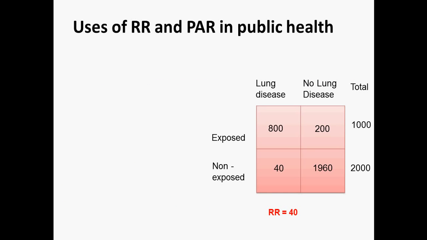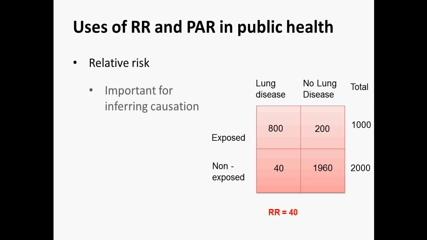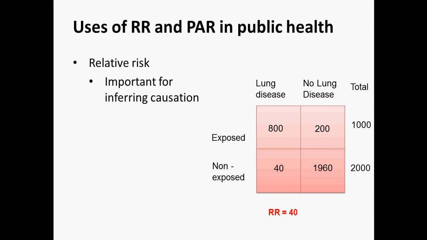Now looking at the uses of relative risk and population attributable risk in public health practice. Going back to the example of exposure to a toxic substance in a factory and occurrence of lung disease in the workers, we have already calculated our relative risk as being 40, right? Now, things to remember: relative risk is important when we talk about causation, and it is a critical measure for researchers who study the relationship between an exposure and outcome, whether an exposure causes an outcome or is associated with the outcome or not.